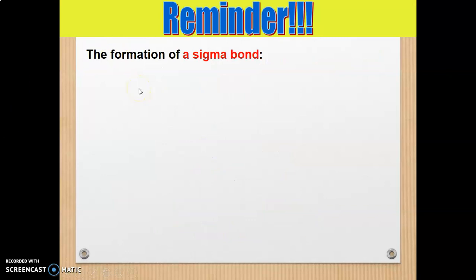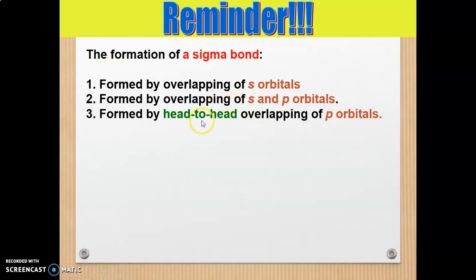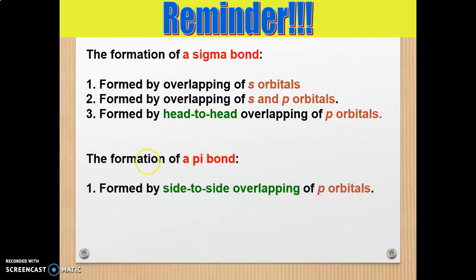As reminder, a sigma bond is formed by overlapping of s orbital, by overlapping of s and p orbital, and by head-to-head overlapping of p orbital. The pi bond is formed by side-to-side overlapping of p orbital.